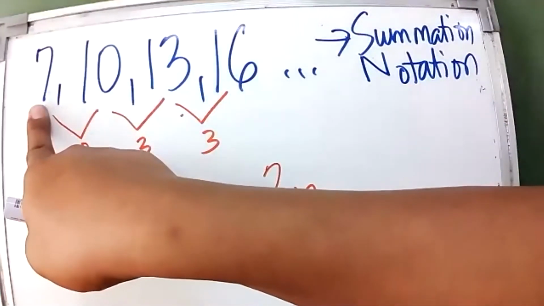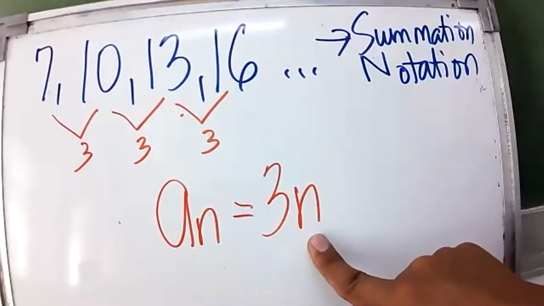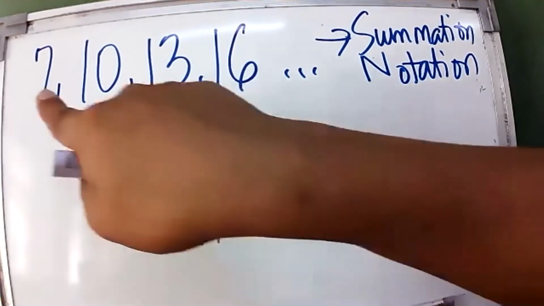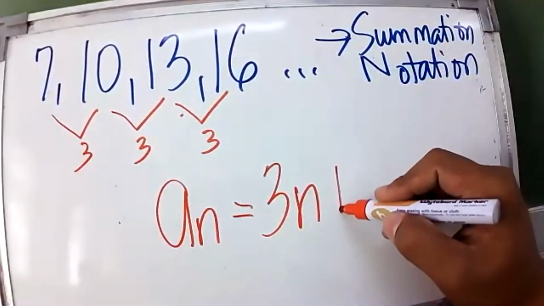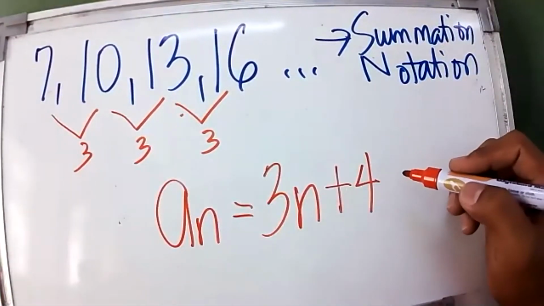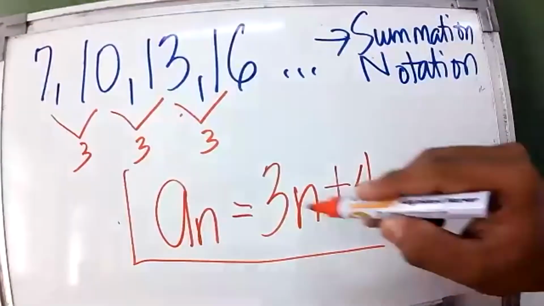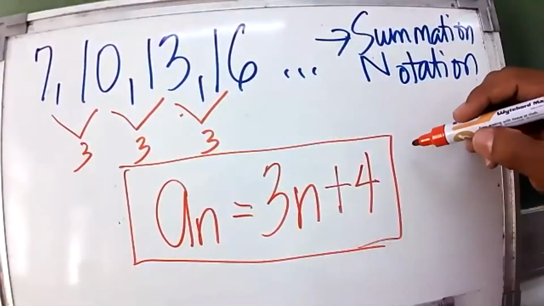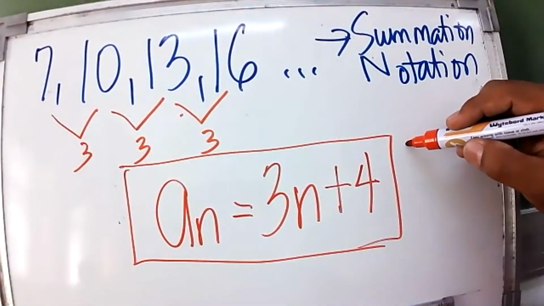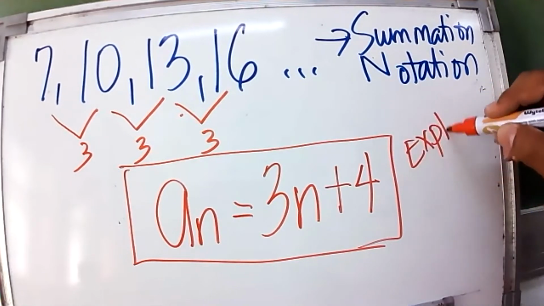Now let's try solving for 1. Substituting the first term, 1. 3 times 1 is 3. What number do we still need to add? 4, to get 7. Plus 4. Exactly. Plus 4 there. Got it? And what do you call this one? This is what you call the explicit form. Exactly. The explicit form.